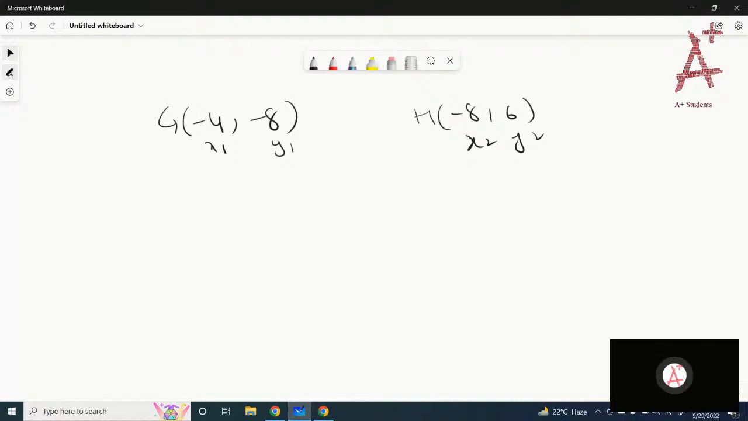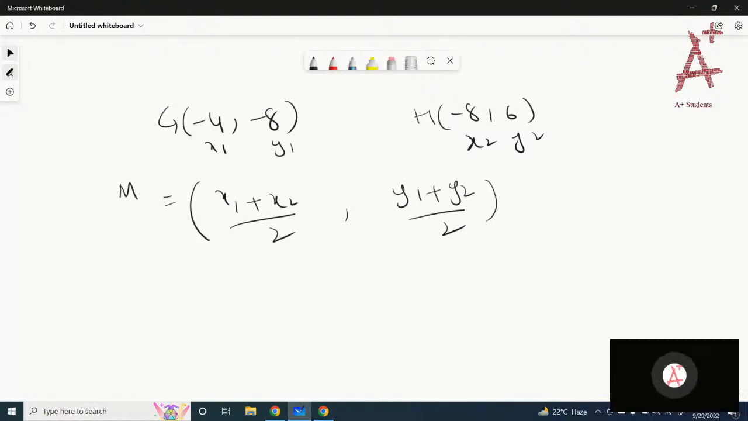For the midpoint, you have to do x1 plus x2 over 2 and y1 plus y2 over 2. Just add the x coordinates and add the y coordinates. So x1 is -4 plus -8 over 2, and y1 is -8 plus 6 over 2.